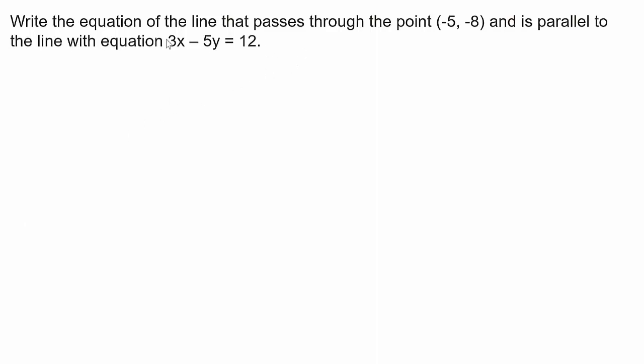In this example, we want to write the equation of a line that passes through this point, and in this case is parallel to this line. Remember that parallel means they have the same slope. The problem that I see right now is that I can't look at this line the way it is and find the slope. So in order to do that, I do need to write this line in slope-intercept form, which basically means I need to solve for y.